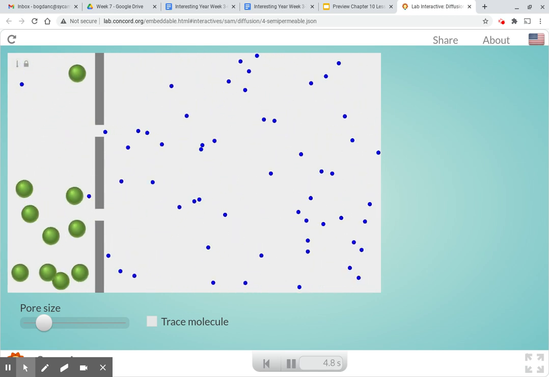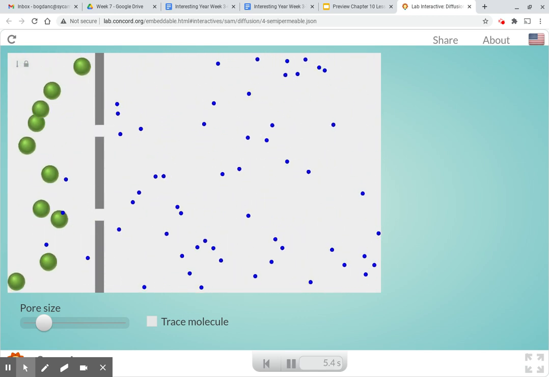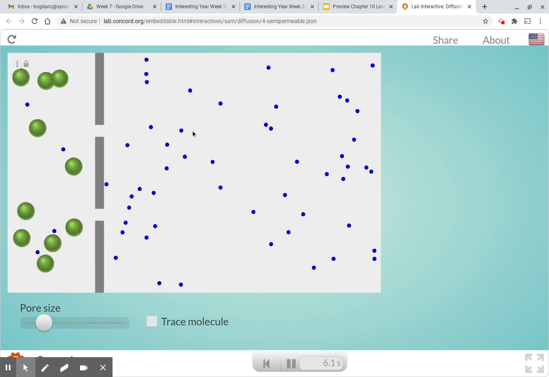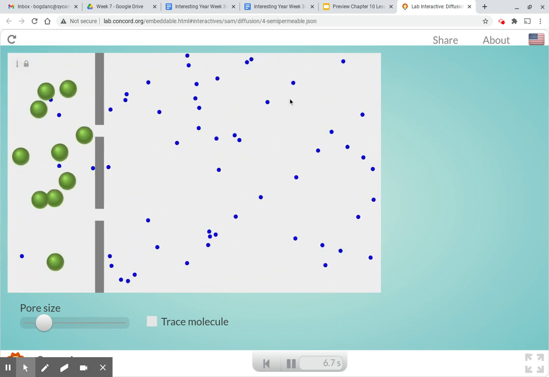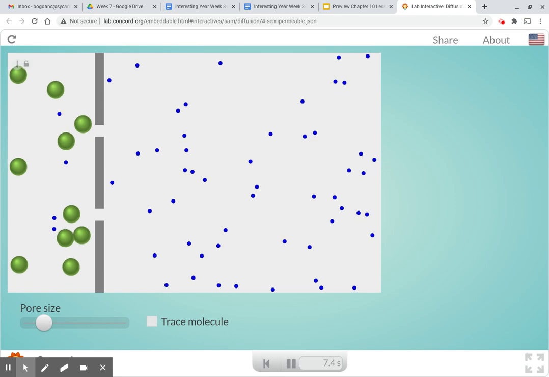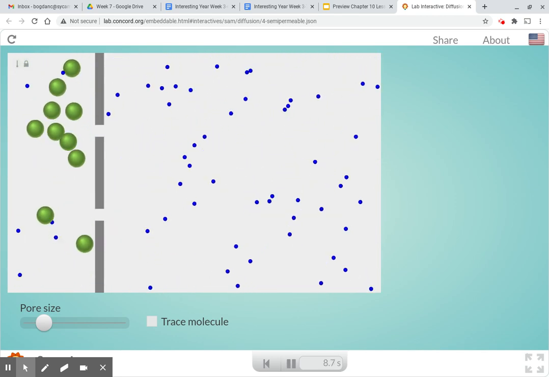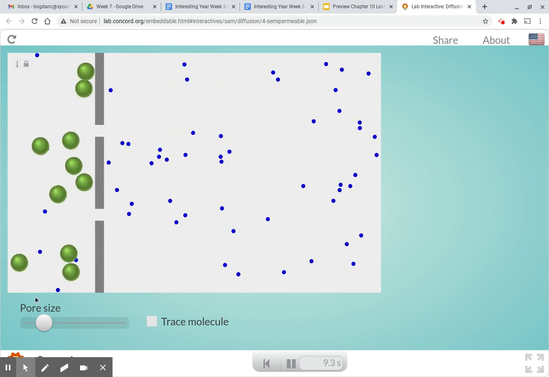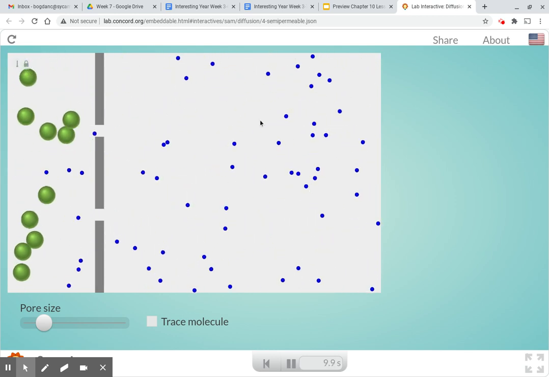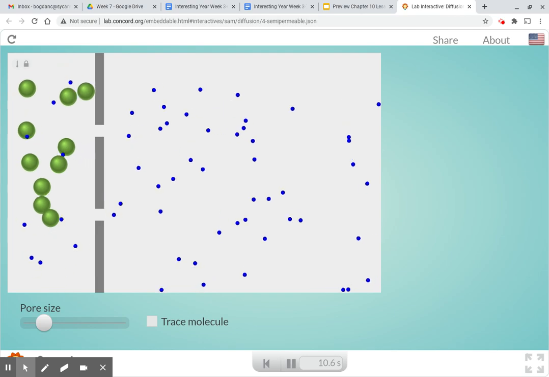And if we sat and watched this long enough, we would have an equal distribution of blue particles on both sides of the membrane. They will have diffused through the membrane naturally just because of the size of their particles, and we will have equilibrium throughout the entire thing of blue substances, but not the green.